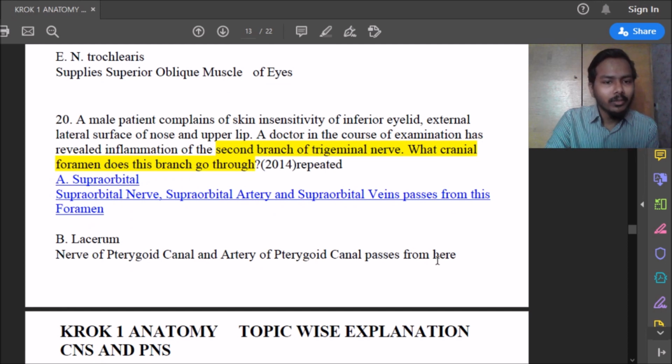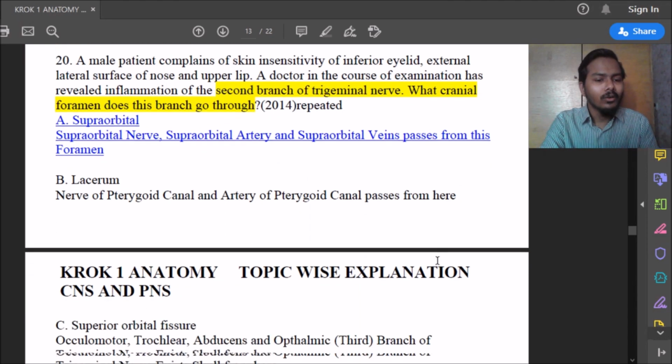The repeated question: the second branch of the trigeminal nerve goes through the skull through the supraorbital fissure, and it comes from the foramen rotundum.